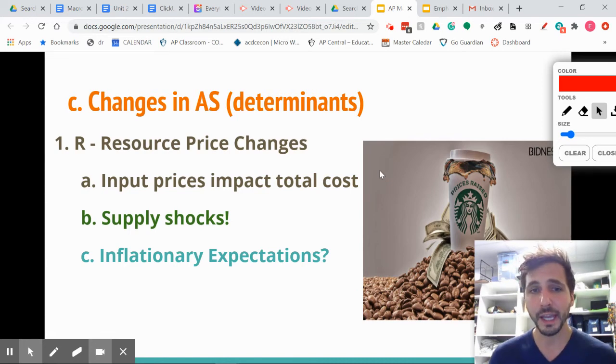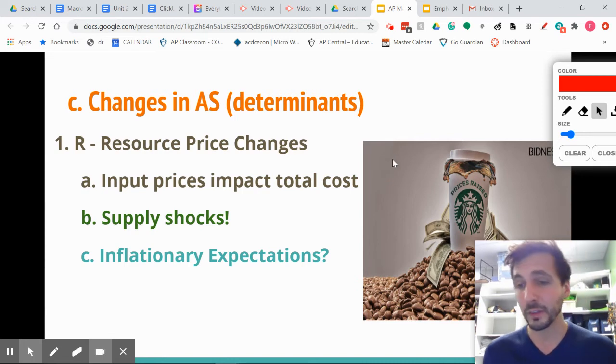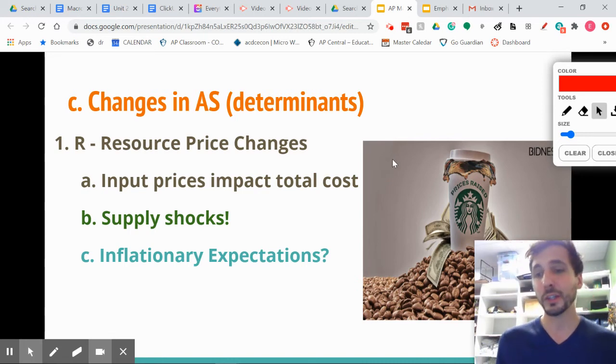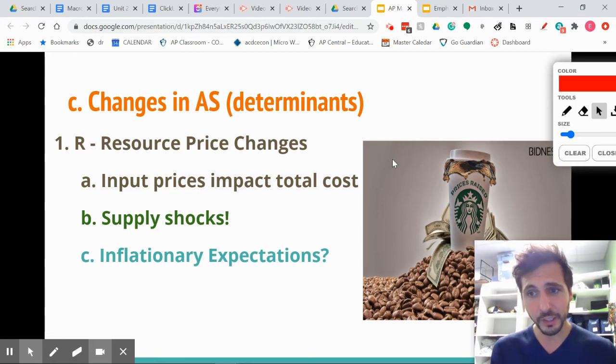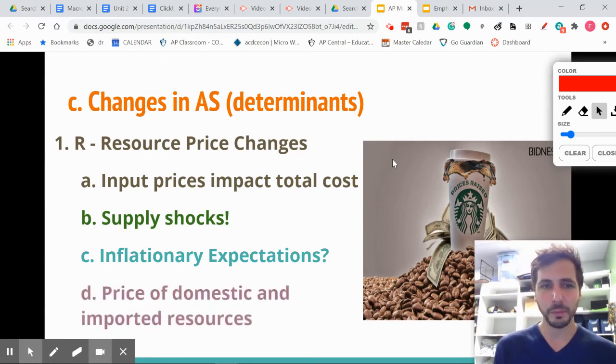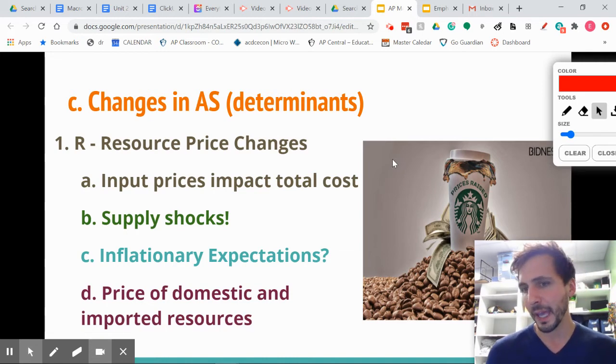And then inflationary expectations can have an impact as well. If businesses expect there to be inflation, then they're going to build that into their wages. But if it's unanticipated inflation, it can hit their profitability. And then the price of domestic and imported resources, right? So if I'm importing resources or inputs, and those imported goods go down in price, then it could increase my aggregate supply and vice versa, right?